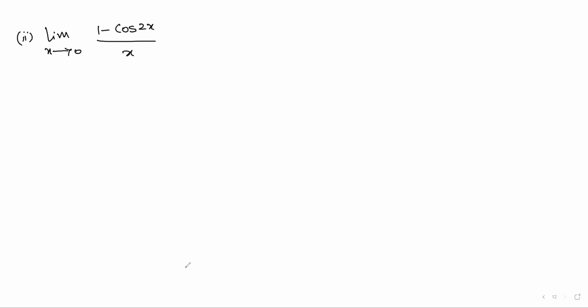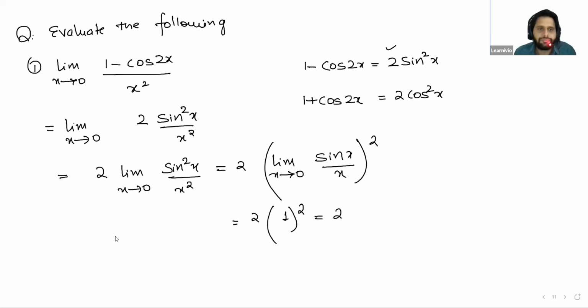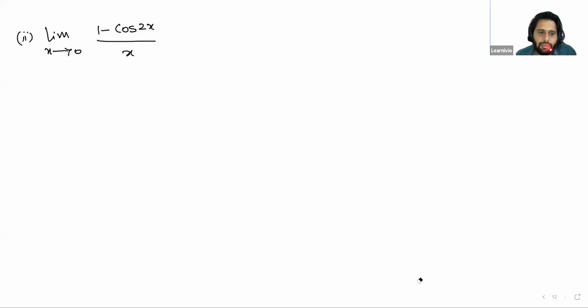Sir, in the last question, why didn't we take the 2 inside the square? Because it was not in the square. This one, 1 minus cos 2x is 2 sin square x, so it was outside the square. But the 2 is in multiplication, for example 2 into x square by y square, so that doesn't mean the answer is equal to... Okay sir. Please continue this.